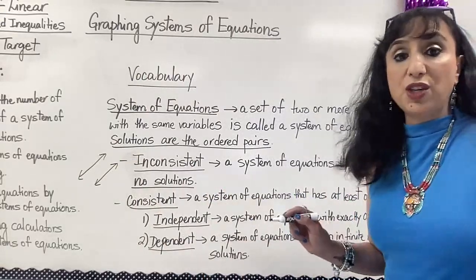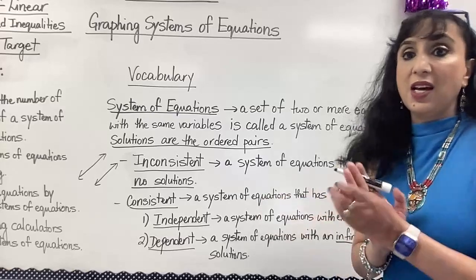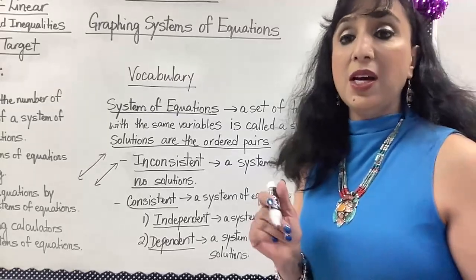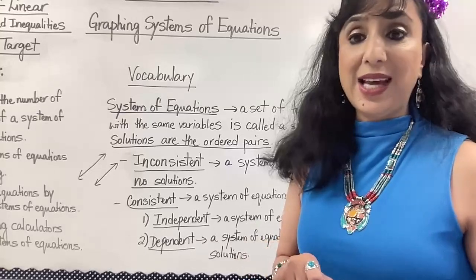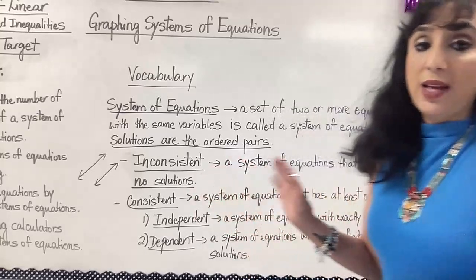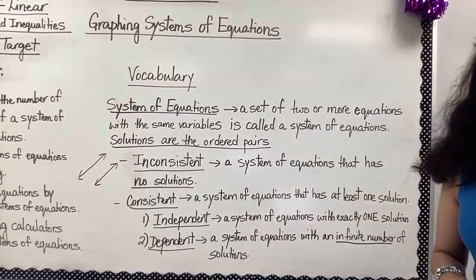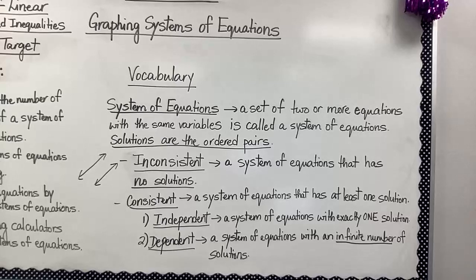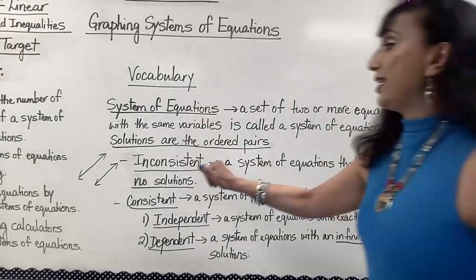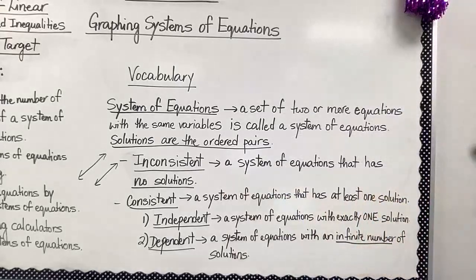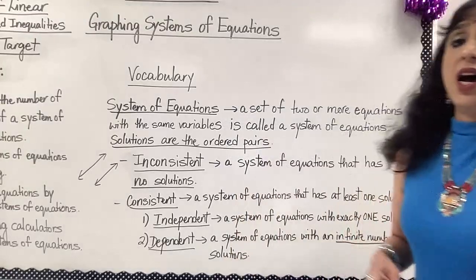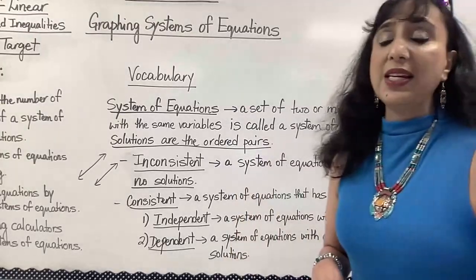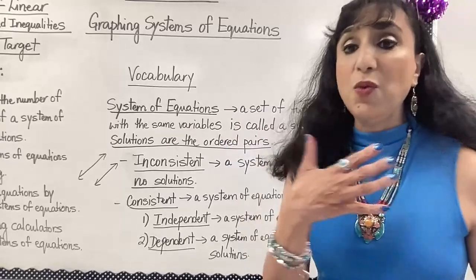When there are no solutions, the lines have exactly the same slope but different y-intercepts, and there's no place where they intersect each other. That is why there is absolutely no solution, and that is why it is called inconsistent. Now let's talk about consistent. There are two types of consistent systems of equations. First we have the independent, which has exactly one solution.